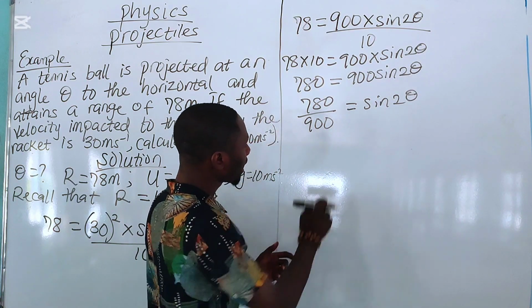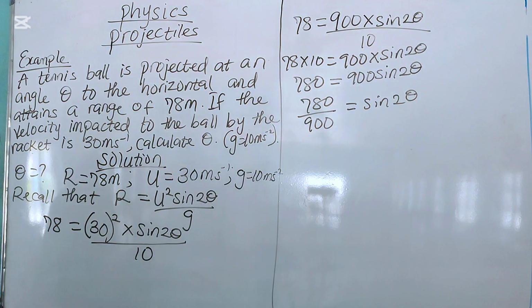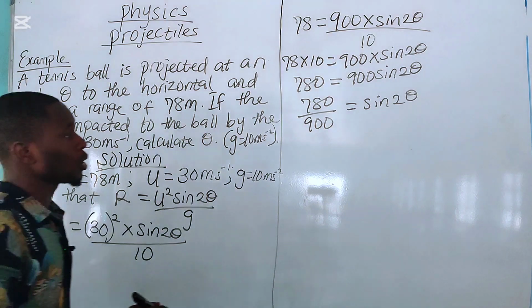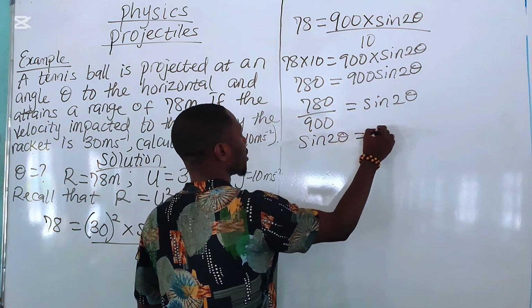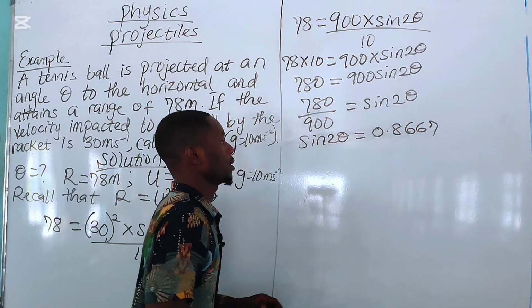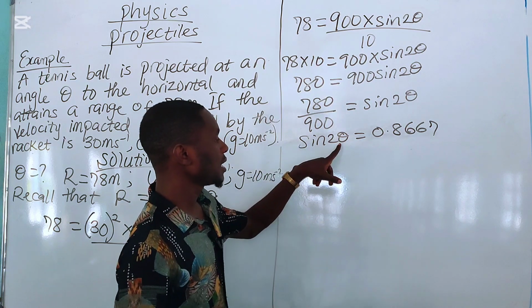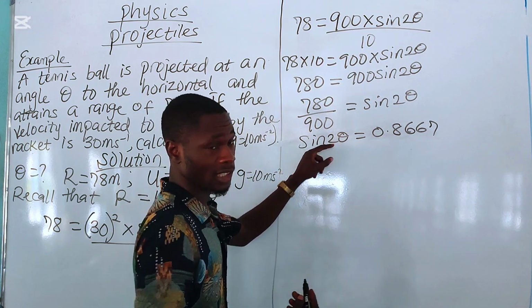So 780 divided by 900, I use my calculator. So sine 2 theta will now be 0.8667. So we are looking for theta. What do we do at this point? We take the sine inverse of both sides.